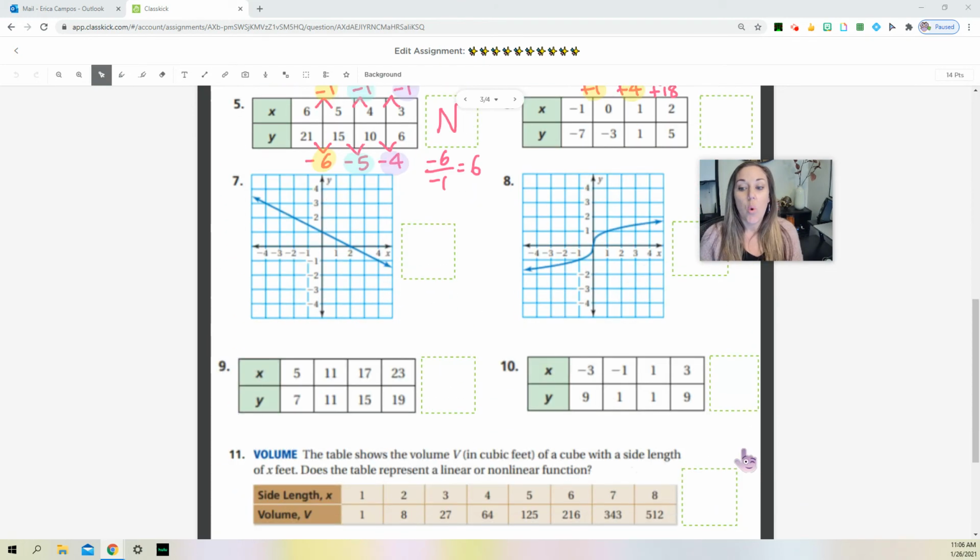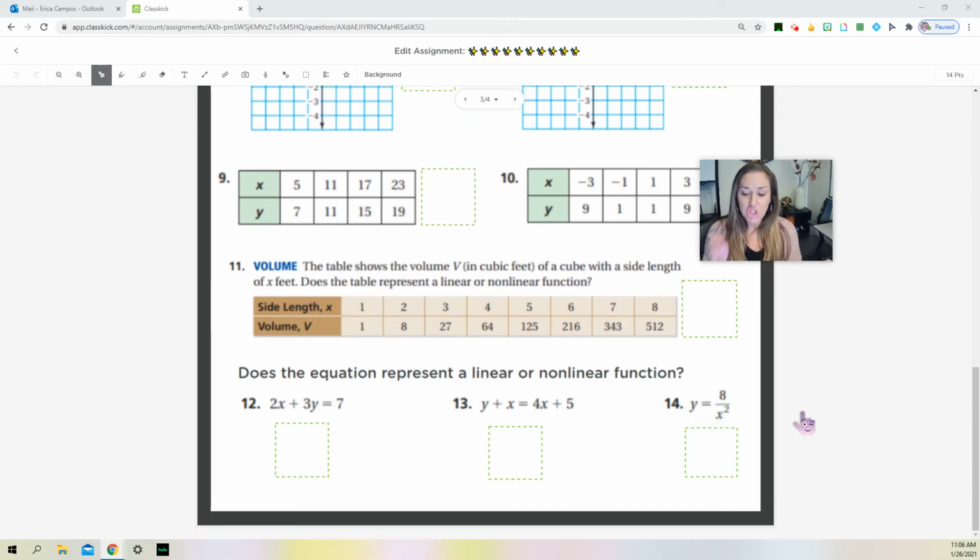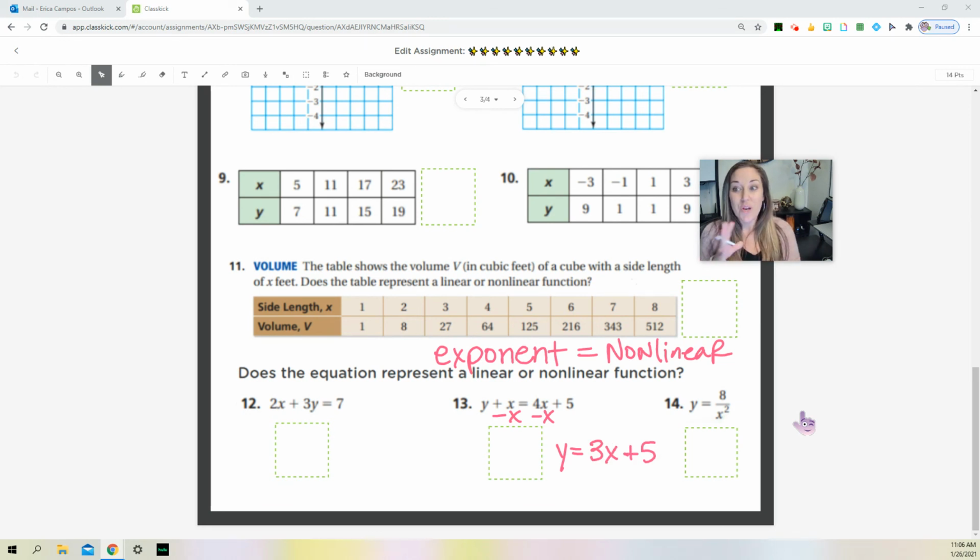And then if they give you the equations, like down here, as soon as you see an exponent in the equation, it is non-linear. So whenever you see an exponent, it's non-linear. And if there are no exponents, and you can put them in the form of y equals mx plus b, for example, if I were to subtract x here, this would turn into y equals 3x plus 5. If you can write it in the form y equals mx plus b, then it is linear. So this one would be linear.